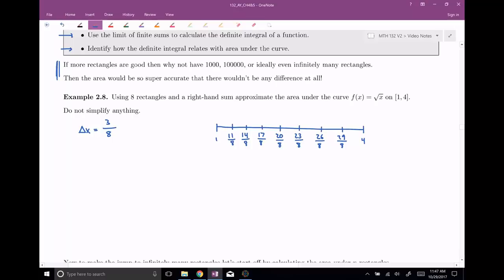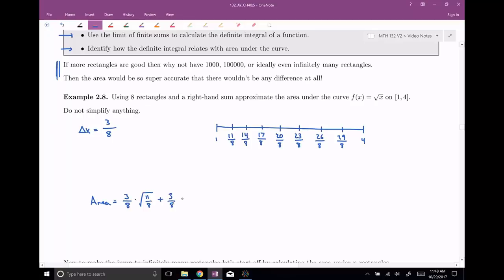All right, so the last thing, in order to get this area, we're going to do the width, so 3/8, times the function's value, and we're going to choose the right-hand endpoint. So on our first rectangle here, I'm going to choose the right-hand endpoint always. So this is going to be 11/8. So the height in this case is going to be the square root of 11/8, because again, our function here is the square root function. Okay, so that's our first rectangle.